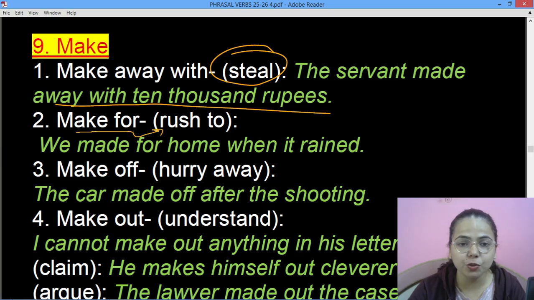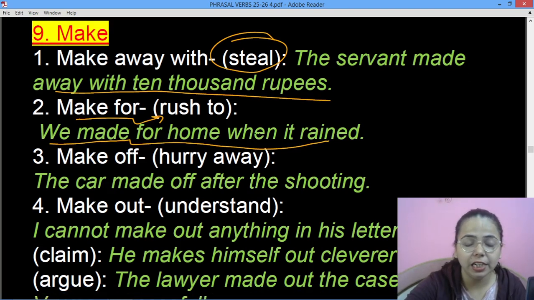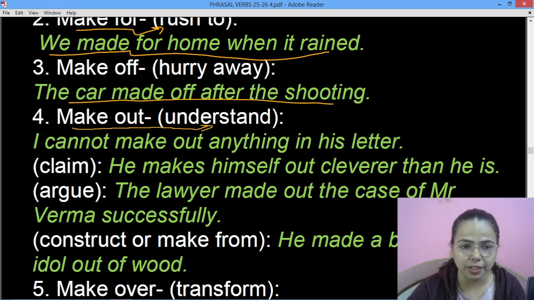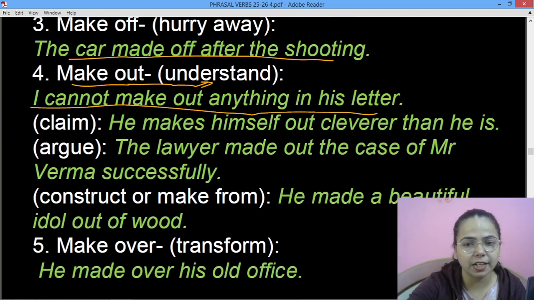Make for means to rush to. We made for home when it rained, means we were just rushing towards home when it rained. Then make off means to hurry away. The car made off after the shooting. Then make out means to understand. I cannot make out anything in this letter. I am not able to understand anything.